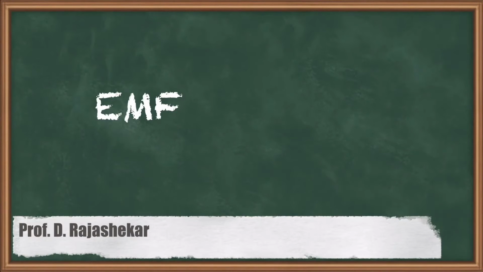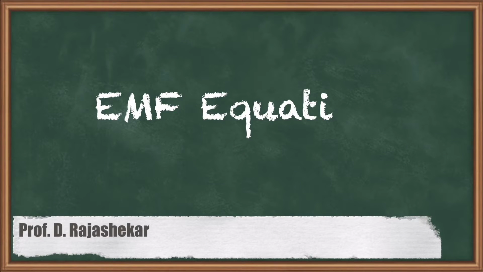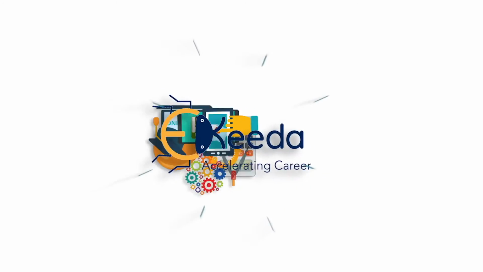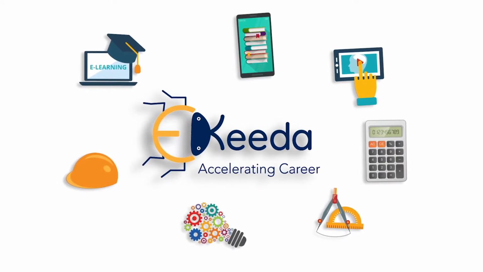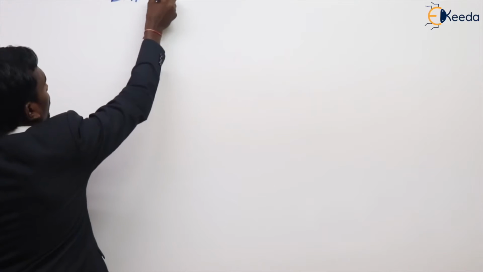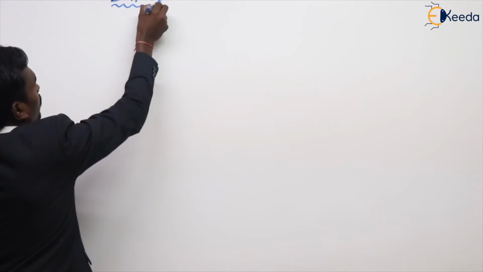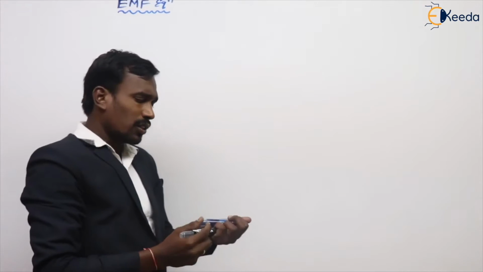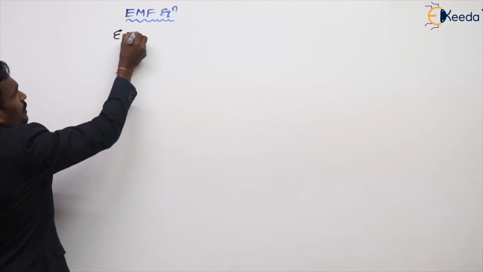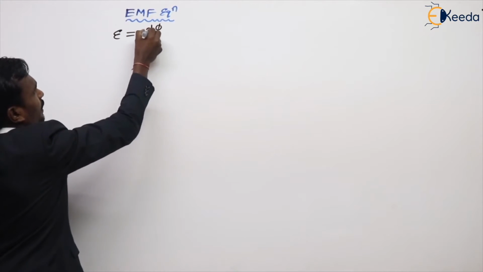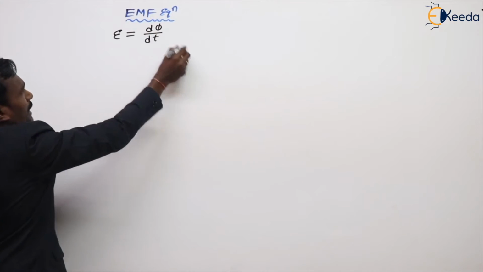Hi friends, in this video we are going to discuss the EMF equation, which is very important. They will ask you questions on the EMF equation. So tell me, generally EMF E is equal to d phi by dt. This is the magnitude actually.